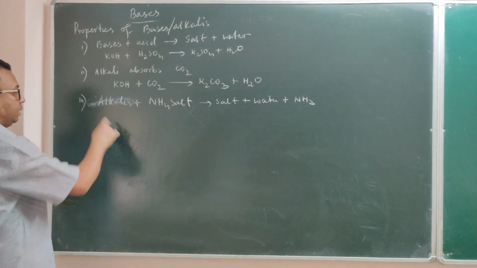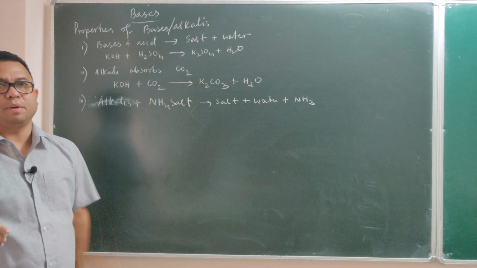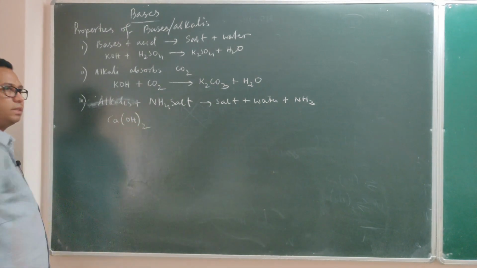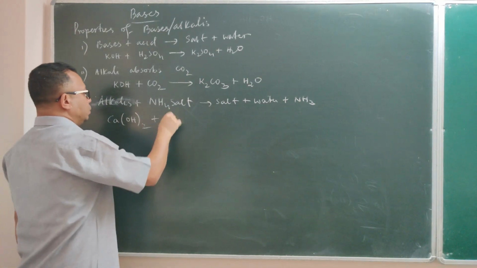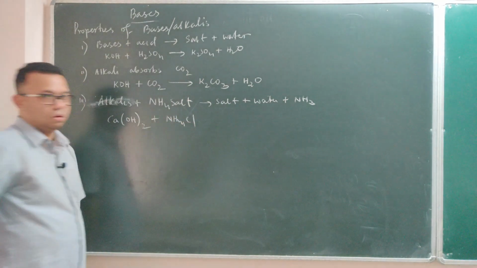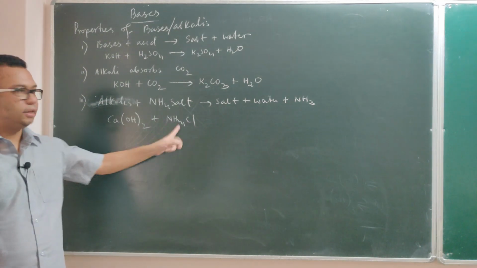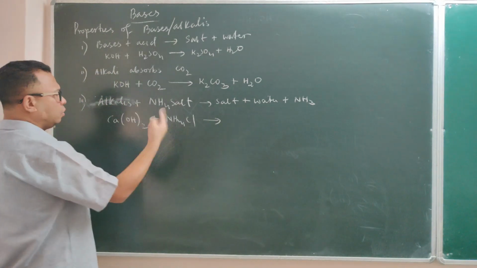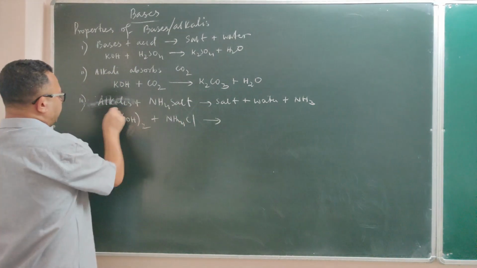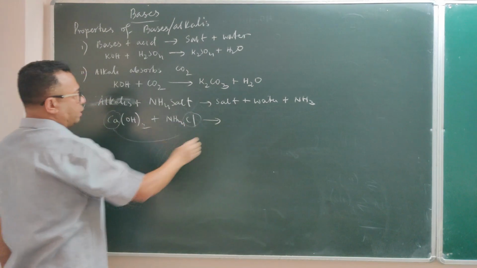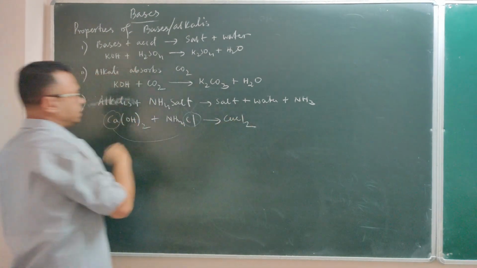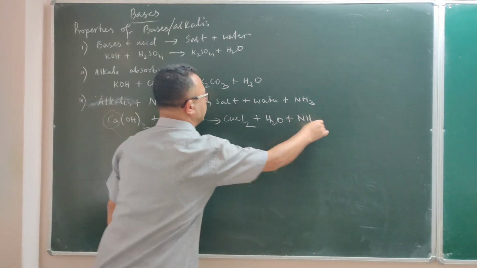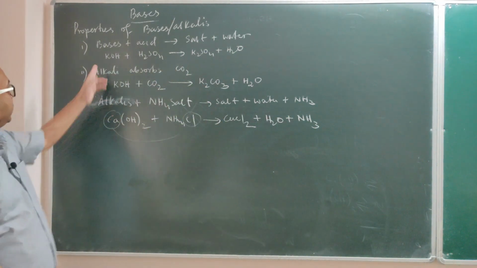Then let's take one example. Let me take that same lab preparation of ammonia. In ammonia lab preparation we use calcium hydroxide as an alkali, and we use ammonium chloride as the ammonium salt. So when an alkali reacts with ammonium salt, then they produce a salt. What salt? Calcium will go and join with chloride to form calcium chloride as a salt. Then the second one is water, and the third one is ammonia gas. So this ammonia gas is what is produced. So this is your third property.